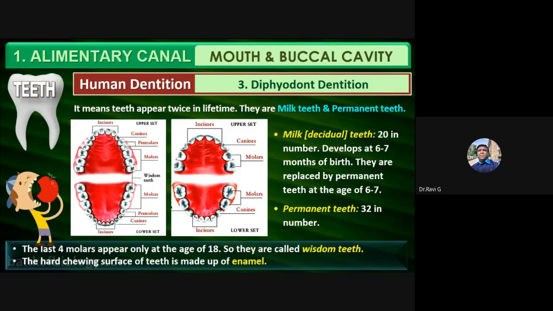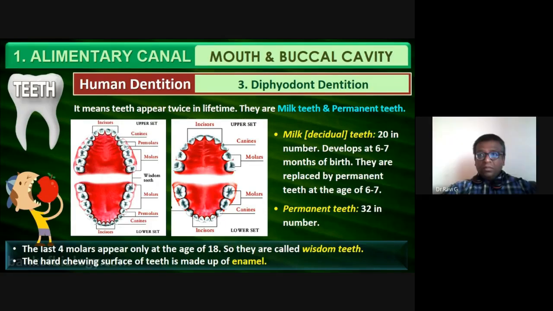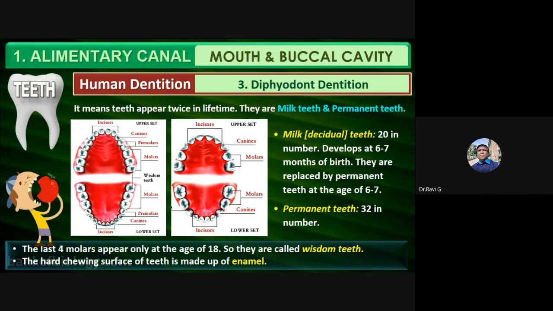The diphyodont dentition means that teeth appear twice in lifetime. They are milk teeth and permanent teeth. Milk teeth are also called decidual teeth. They are 20 in number. They develop at the age of 6 to 7 months after birth, and they are replaced by permanent teeth at the age of 6 to 7 years.